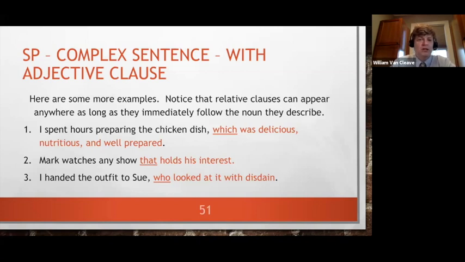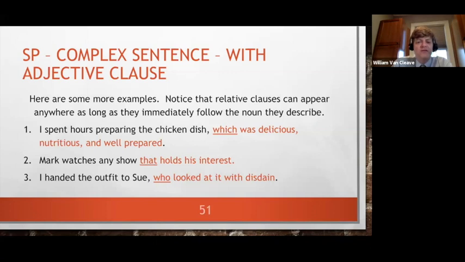So I've given you just a couple of others here. And what you'll see here is I put them at the end. So I spent hours preparing the chicken dish. That's an independent clause, which was delicious, nutritious, and well prepared. And that actually describes the dish. These clauses always come right after the nouns they describe. Mark watches any show. That's our independent clause. That holds his interest. Oh, wait a minute. Mark doesn't watch any show. He watches the ones that engage him.